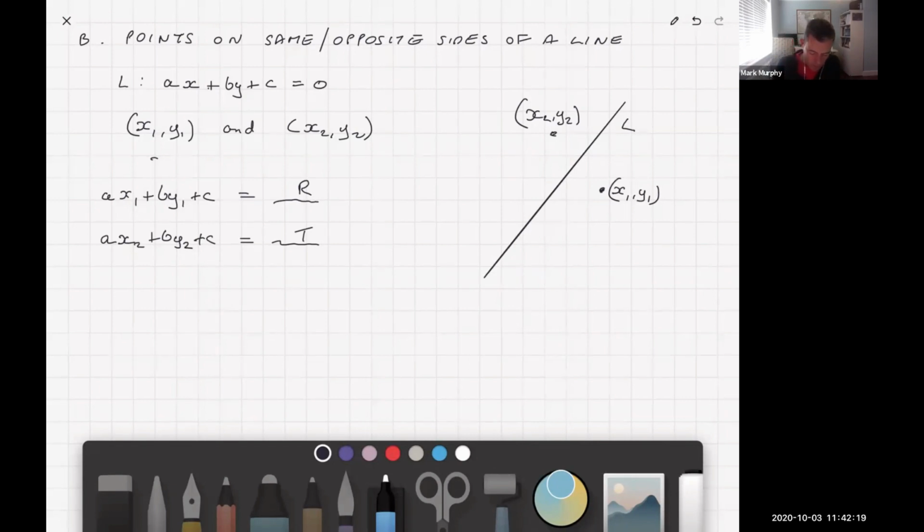Now, if r and t, for example, have the same sign, i.e. they're both positive or negative, right? So in other words, if r is equal to minus 20 and t is equal to minus 40, then they're on the same side of the line.